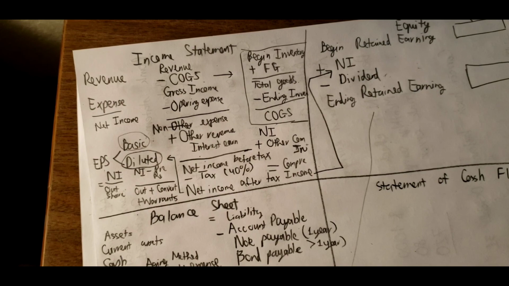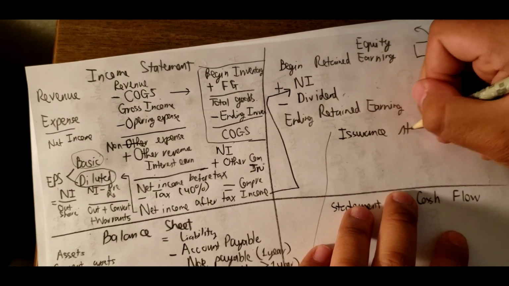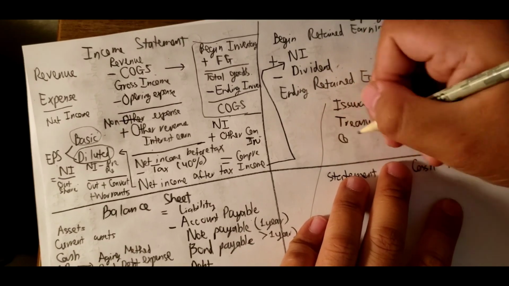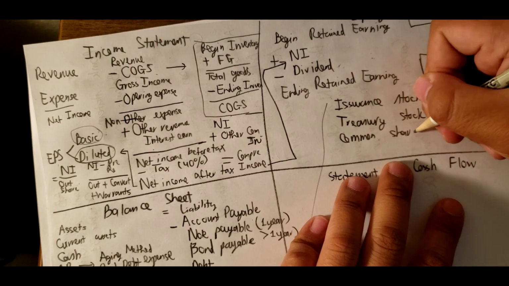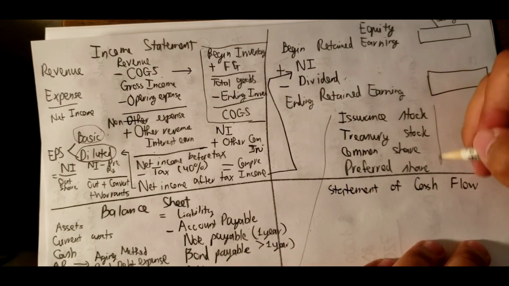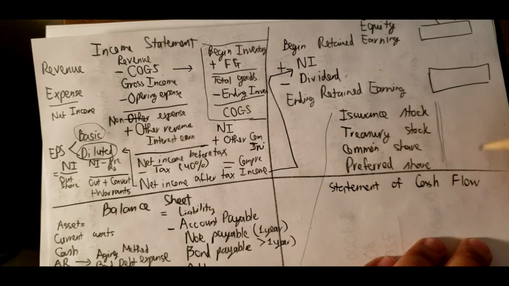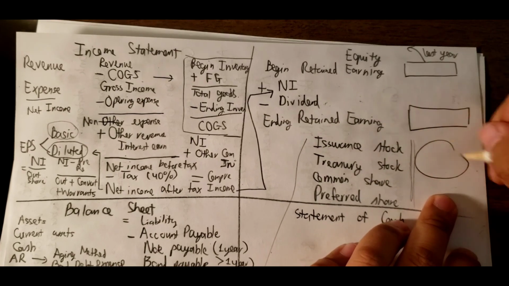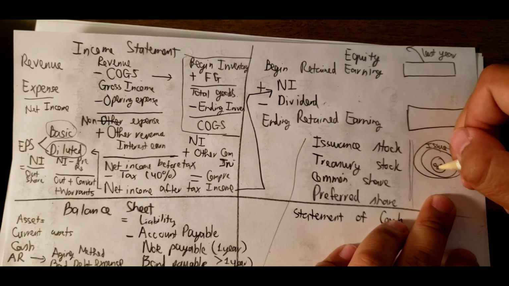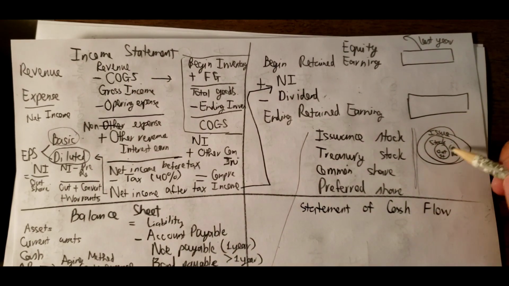And in equity, we learn how to do the issuance of stock, treasury stock, common shares, and preferred shares. This one we need to learn how to calculate: issuance, repurchase, and reacquiring treasury stock from the company. And we need to learn this cycle. We have issued, outstanding, and stock unavailable. That's why we need to learn how to do the stock here.